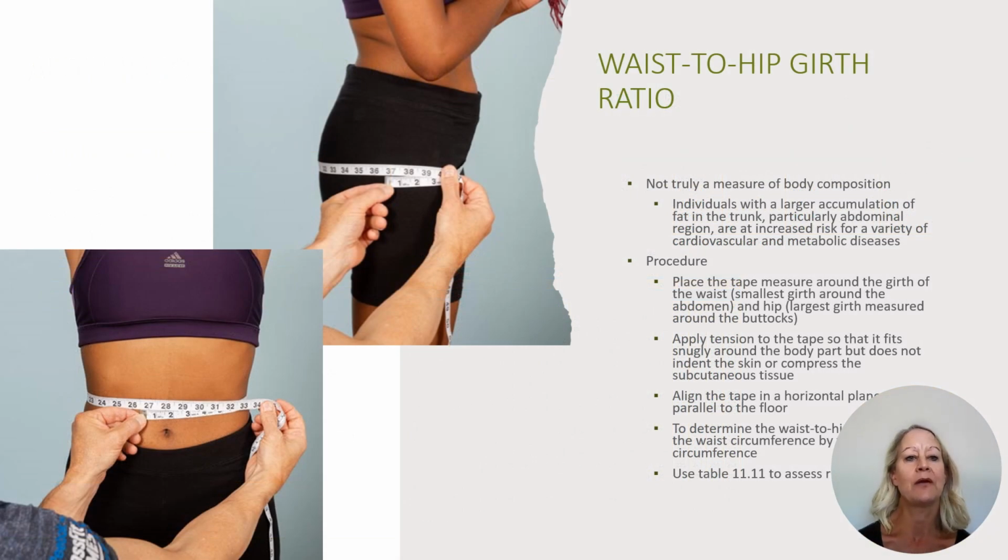The waist to hip girth ratio is a measurement used to assess body fat distribution and the associated health risks. It's not truly a measure of body composition. It compares the circumference of the waist to that of the hips and provides an indication of how fat is distributed in the body. To calculate the waist to hip ratio, you follow these steps.